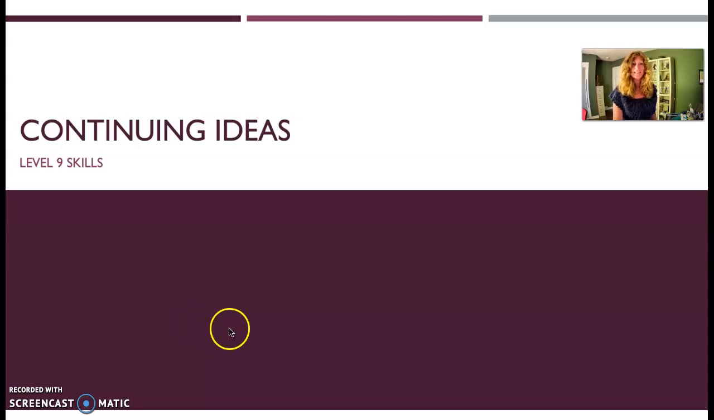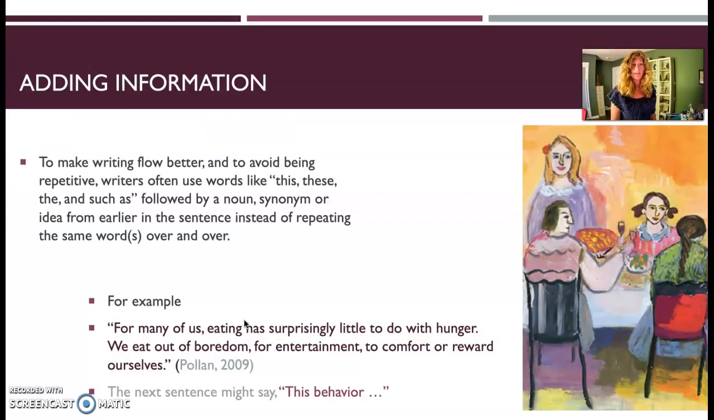Hello, Level 9s. This is my mini lesson on continuing ideas. I recommend you do this before you read and maybe even before you write.